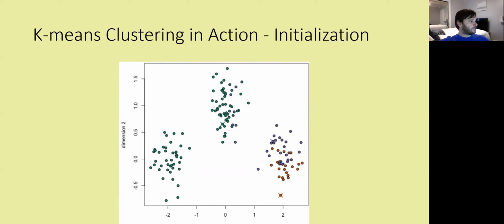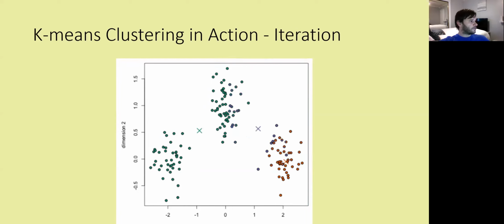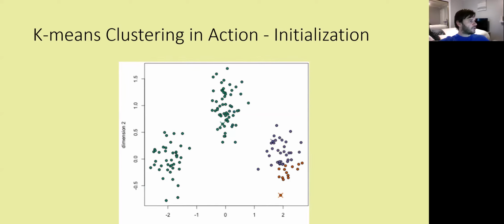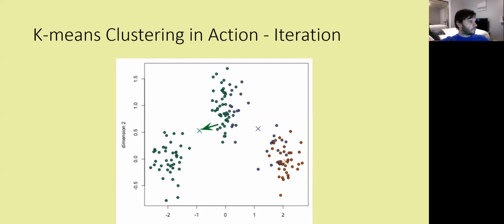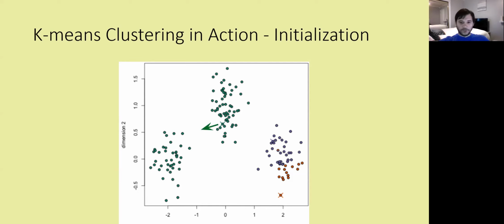Okay, here's initialization, and there's our first iteration. So what happened? Well, you'll notice that the green centroid did as we predicted. It moved a little bit to the left. Sorry, I got my left and my right confused there, looking at the mirror view here.